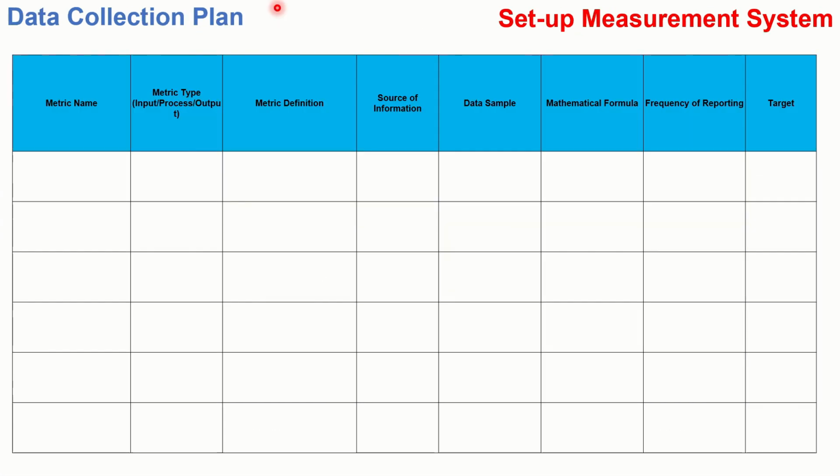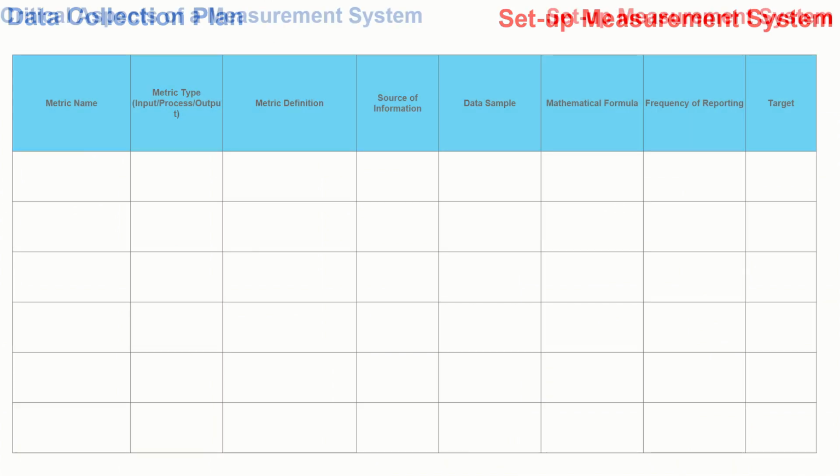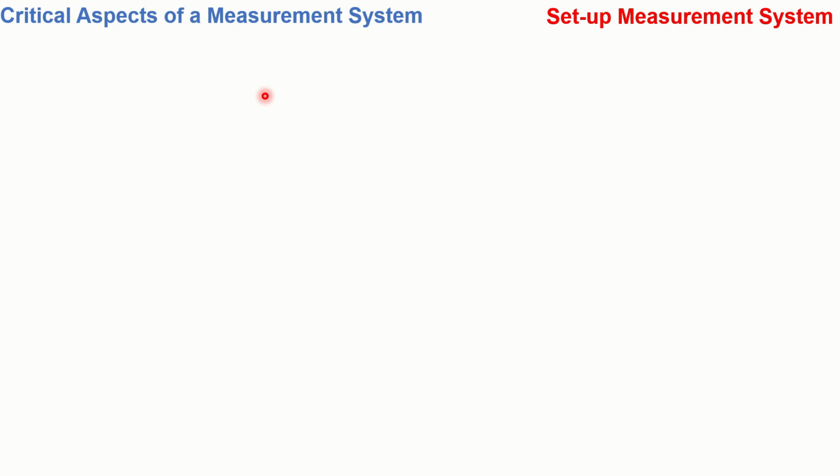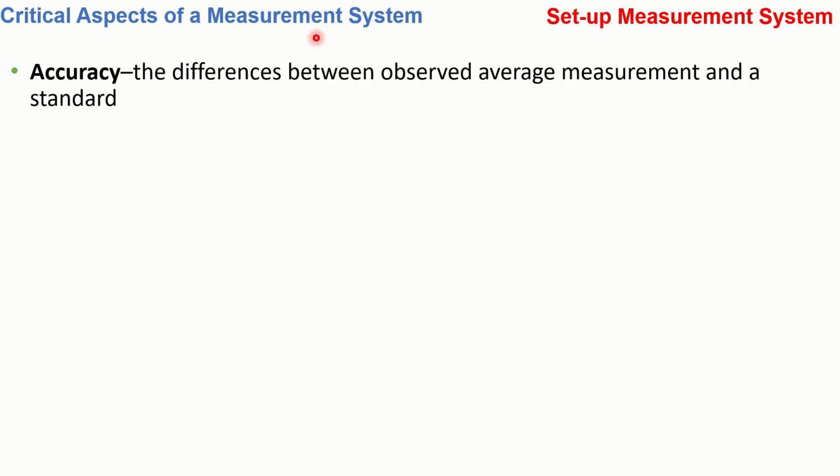I'll share the link. Next is to do a data collection plan. So there is a data collection plan that you have to create and then start collecting data. Before you collect data, you should do gauge R&R, which is called setting up the measurement system. There are 4 aspects of this measurement system. First one is the accuracy. Whatever data the team is collecting, they should collect it accurately.